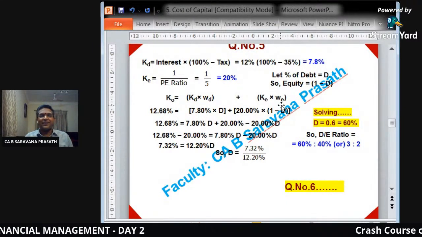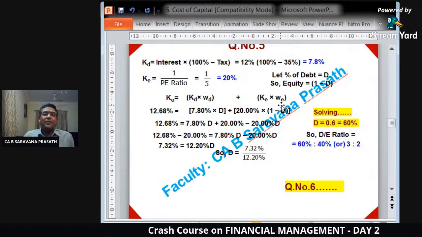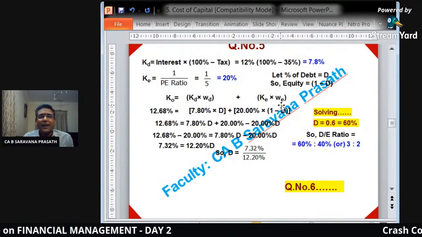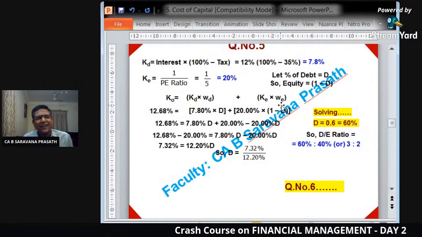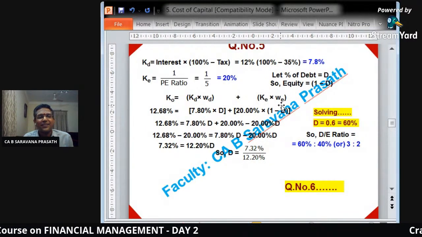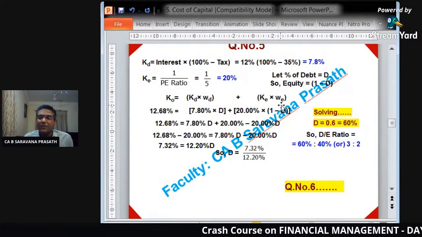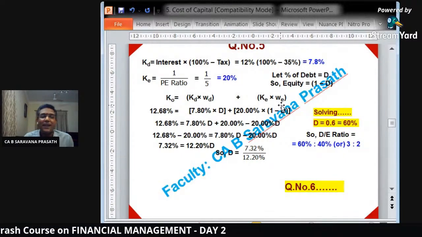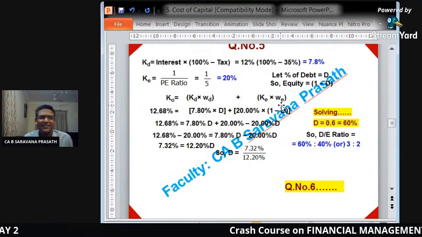KO 12.68% is equivalent to 7.8% into D plus 20% into 1 minus D, cost of equity into weightage of equity. The balance part of this is a very simple substitution and expanding bracket, solving and finding out all that. So D is equivalent to, as available in the slide, 7.32 divided by 12.2, which is equivalent to 60%. So equity should be the balance 40%.